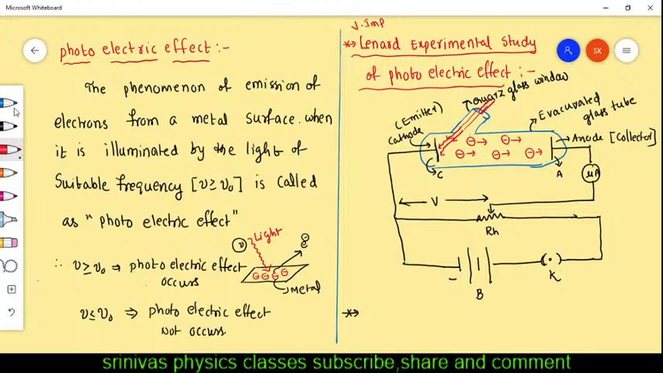That means when light falls through the quartz glass window onto the metal plate, the cathode, which is a metal, then due to the photoelectric effect, electrons are emitted, and these electrons pass through this evacuated glass tube, and then some current flows in the circuit. Now we are going to study on what factors this current depends. Here the emitted electrons are called photoelectrons.